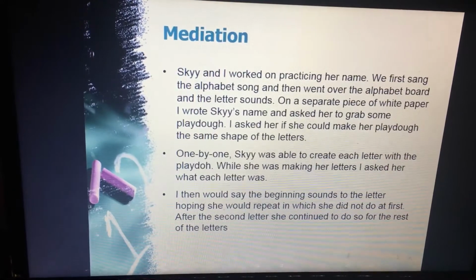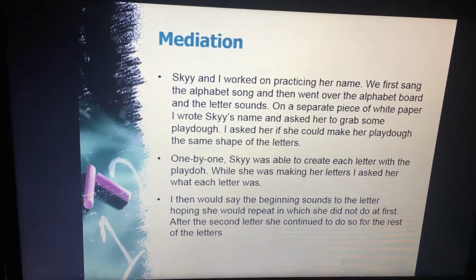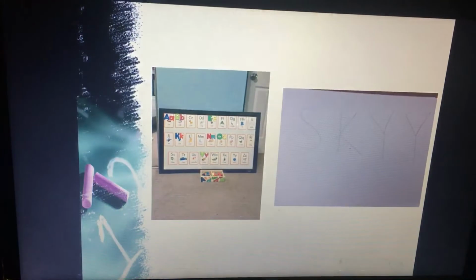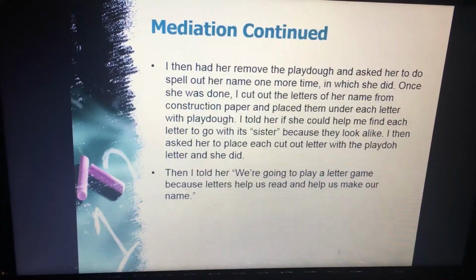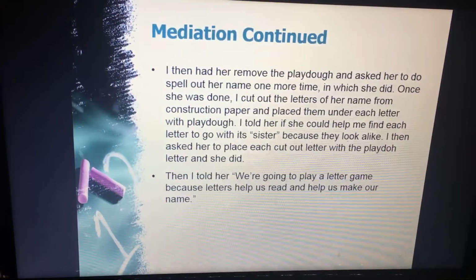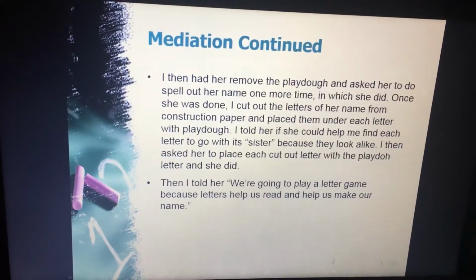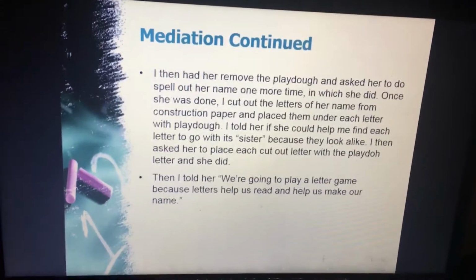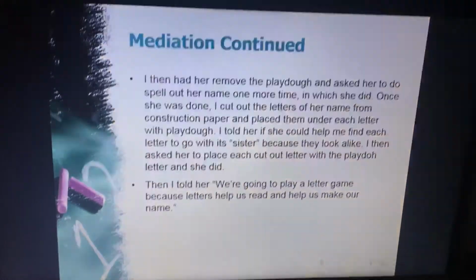When I asked her what the letters were, she would make guesses and she wouldn't be able to tell me exactly what they were. And then I would say the sounds of the letters. I would start it off, and then she would also do it right after me. After the second letter, she continued to do this for her name. She was able to make the sound, but was not really sure what letter she was supposed to be telling me. I had her then remove the Play-Doh and ask her to spell out her name one more time, and when she did, so we did this as a repetitive instruction.